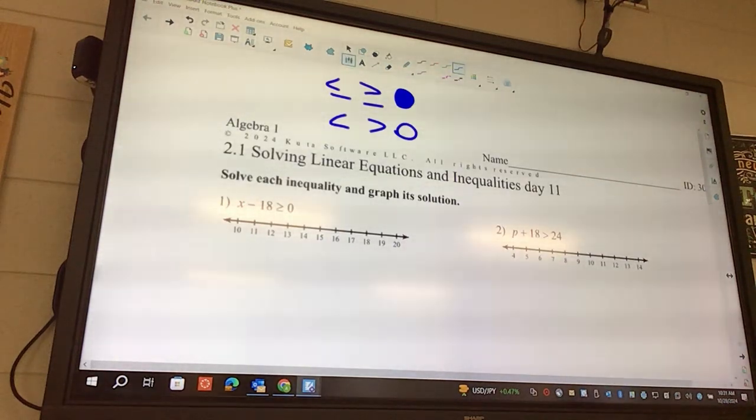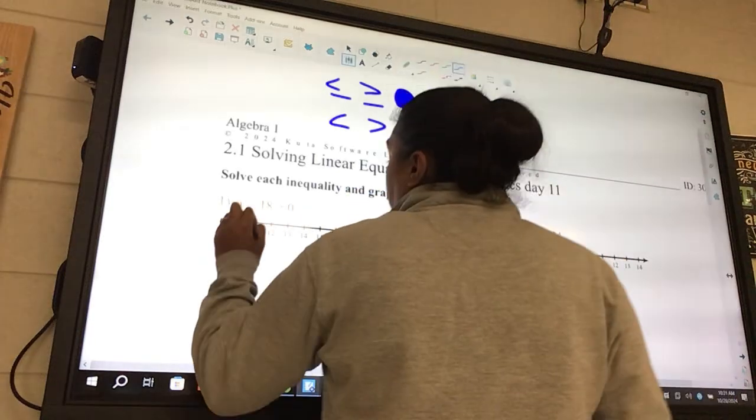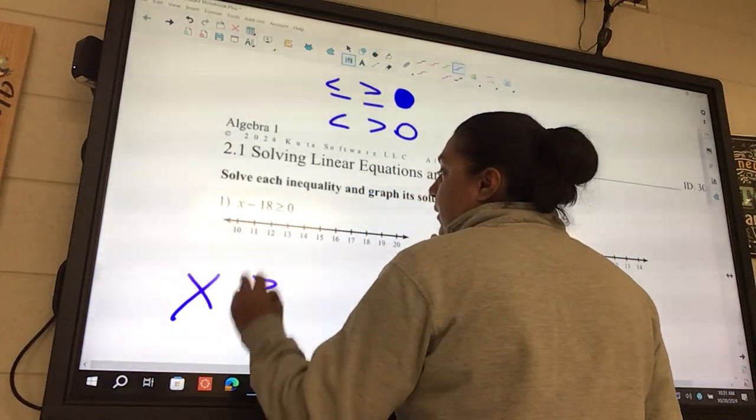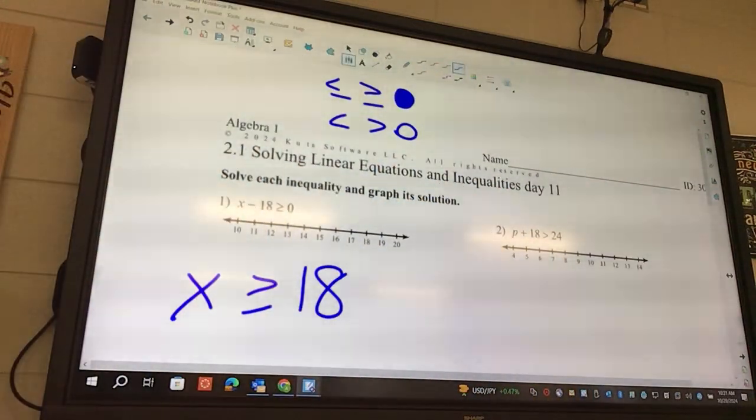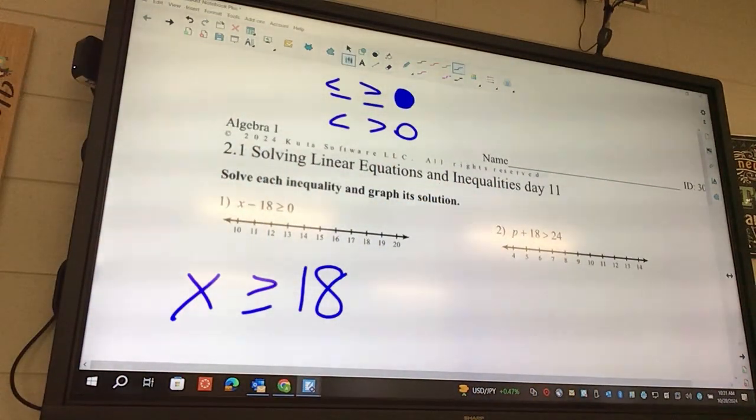Add the 18 to the 0. Add 18 to 0 on both sides, so we're gonna say plus 18, plus 18. Okay, and so what is 0 plus 18? 18. Okay, is that gonna be open or closed? Closed.